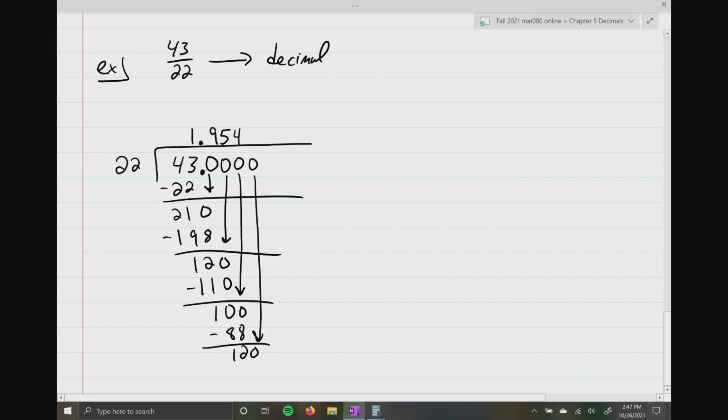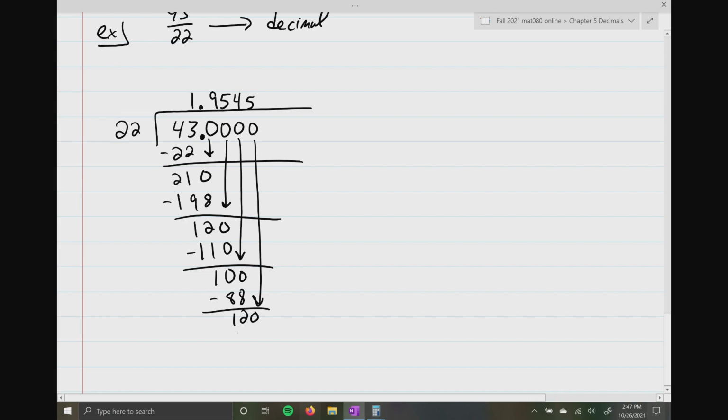22 goes into 120 5 times. That's going to give me 110. So now I get a 10 again. Add a 0, drop it down. 22 goes into 100 4 times. That gives me 88. Subtract, it gives me 12.